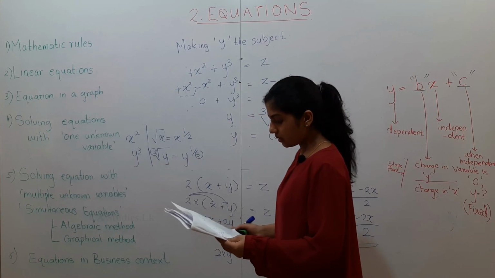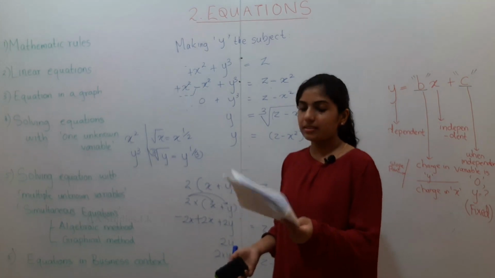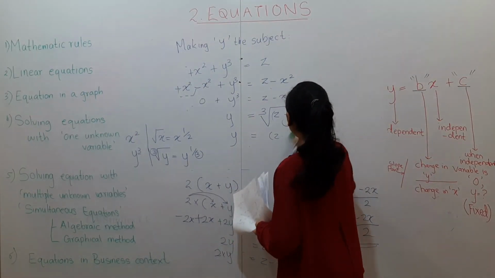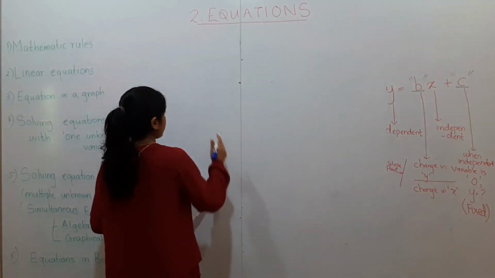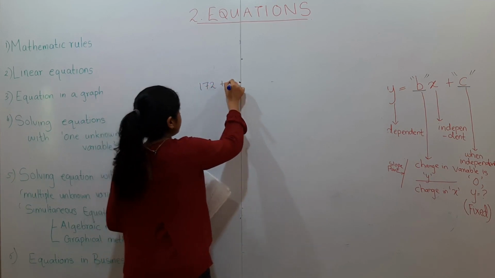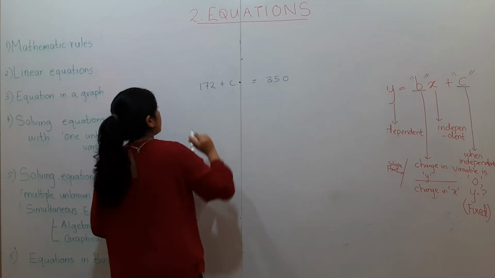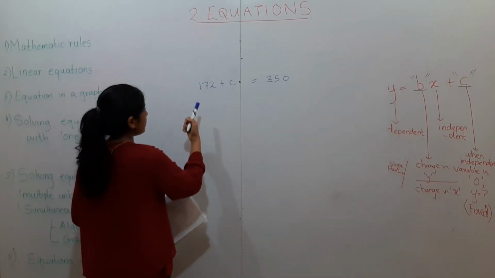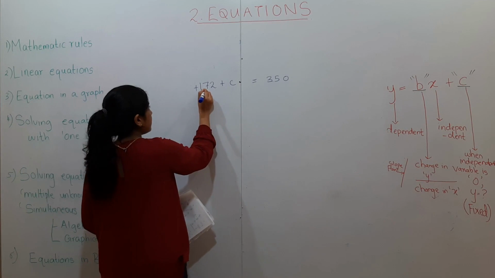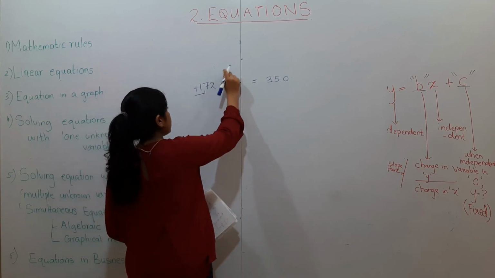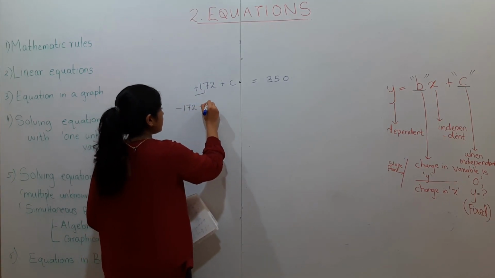Fine. So with that, let's go to the question where they ask to make C the subject. It's a very easy one, when there's a single unknown. So 172 plus C equals 350. Making C the subject, we know if a number just remains, it means there is a plus sign next to it. Therefore, to remove this number in order to make C the subject, we minus it off because there is a plus of it here.